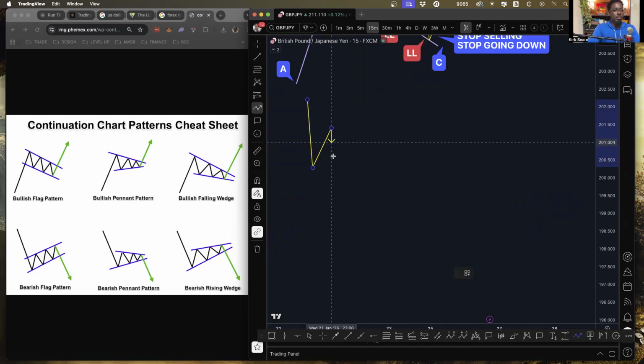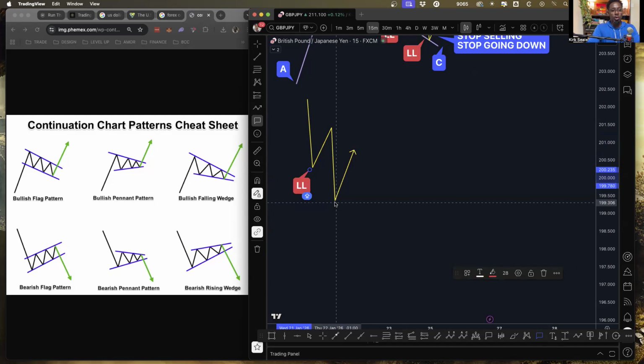Let's go with this. This is a high. This is a low. This is a lower high. This is a lower low. Let me back up a bit. In a downtrend, the lower lows are the thing that you have to look for. You want to make sure that lower lows show up. If you continue to get lower lows, you're continuing to go down.